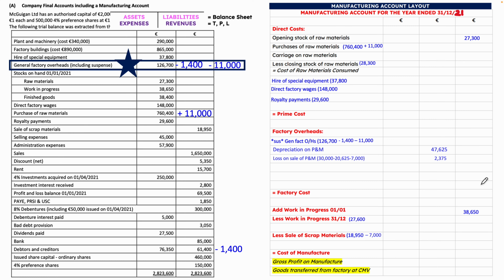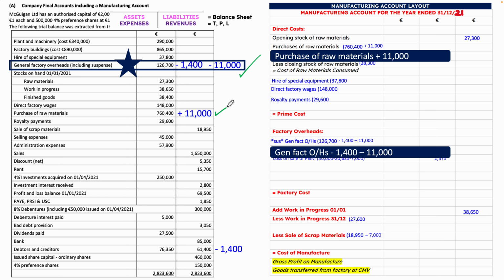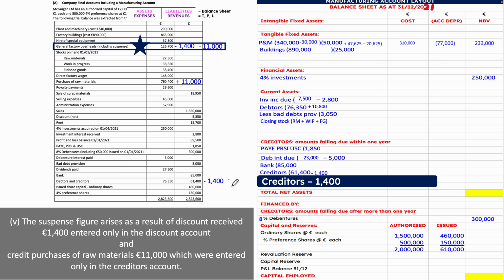So what we do is we just take the workings now and we just fire them into the accounts. So in the manufacturing account, in the general factory overheads, we'll minus 1,400 and minus 11,000 from the general factory overheads. The purchase of raw materials, we're going to plus 11,000 there. And then the creditors, in the balance sheet, we will minus 1,400 from that. And that is all of our 3 items put in there. So 4 figures all together, but we've put them into the 3 places where they needed to go. And that is the suspense adjustment done there.